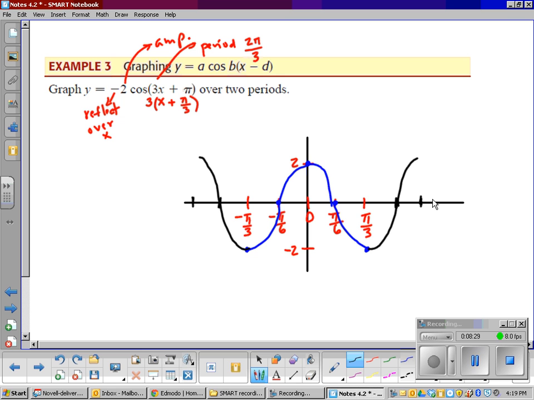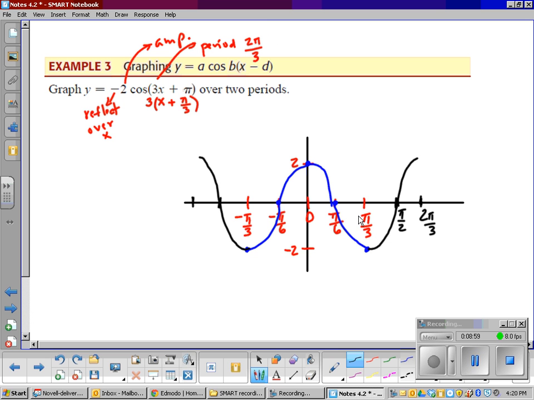A couple of ways to find these labels. One thing you can do is, since you know that each of these segments right here is pi over 6, then this would be pi over 6, that's 2 pi over 6, which reduces to pi over 3. This would be 3 pi over 6, which reduces to pi over 2. And then this would be 4 pi over 6, which reduces to 2 pi over 3. The other thing you can do is realize that if 2 pi over 3 is your period, then half of your period is going to be 1 pi over 3.